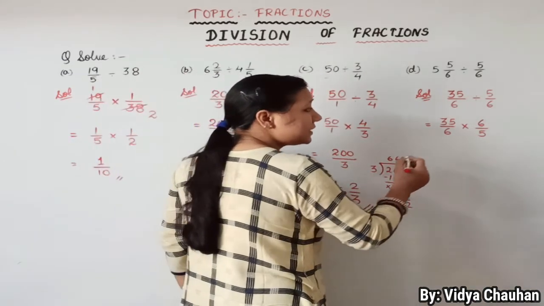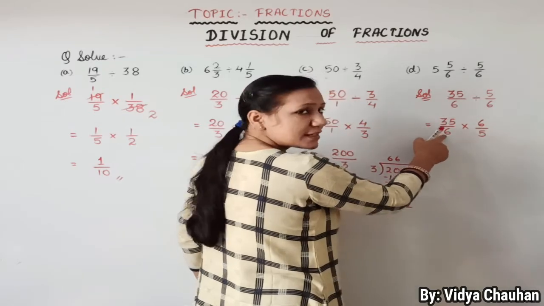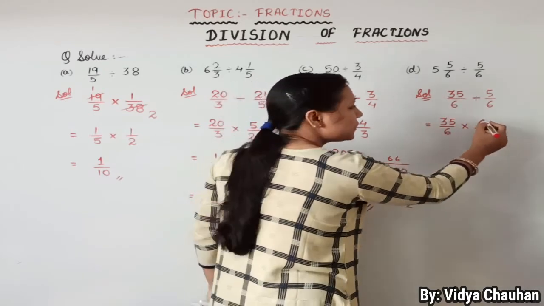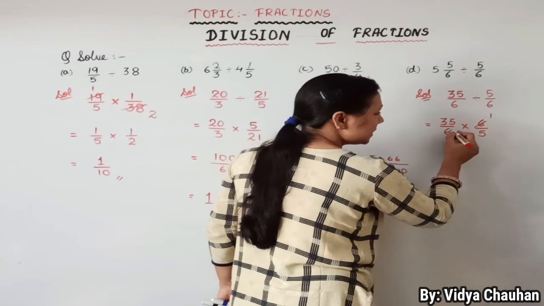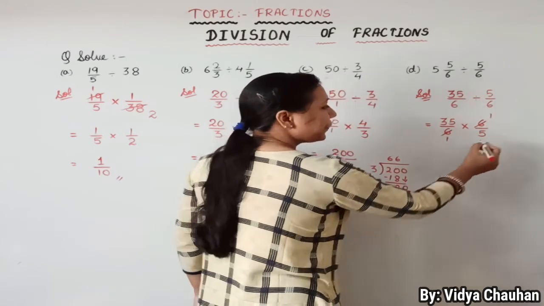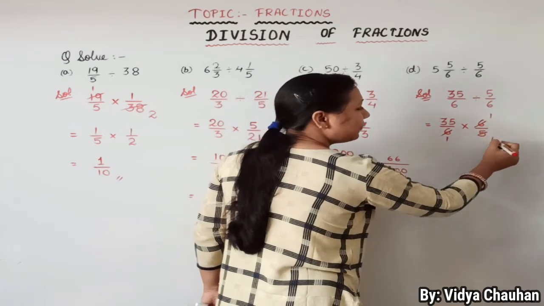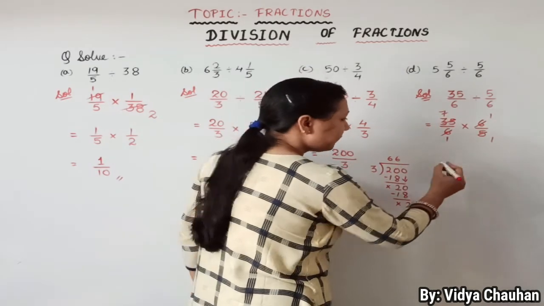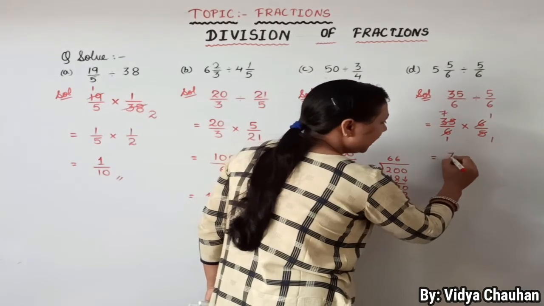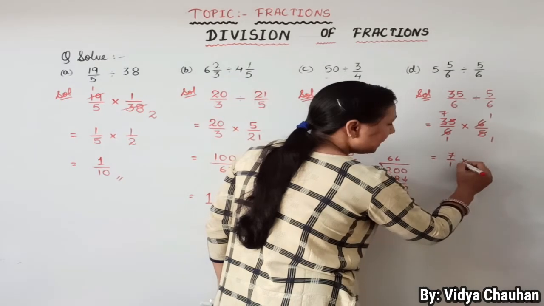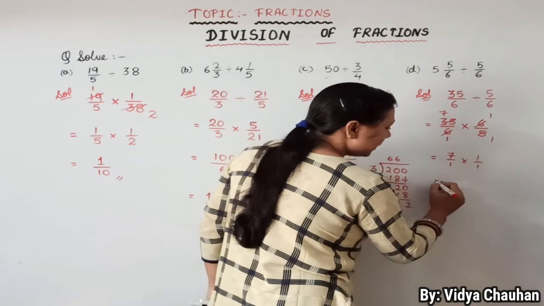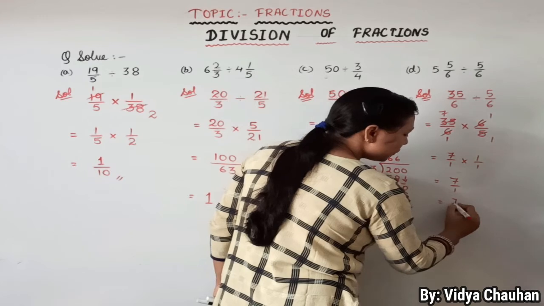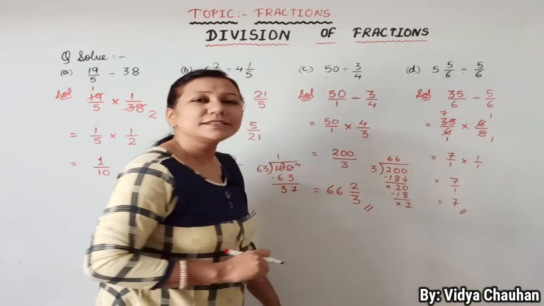Now here, as you can see, 6 and 6 are simplifying each other and 5 will simplify 35. So let's do the simplification. 6 1s are 6, 6 1s are 6. Simplifying with 5, 5 1s are 5, 7s are 35. So now we are left with 7 upon 1 multiplied by 1 upon 1. Let's do the multiplication. We are left with 7 upon 1. So our final answer is 7.